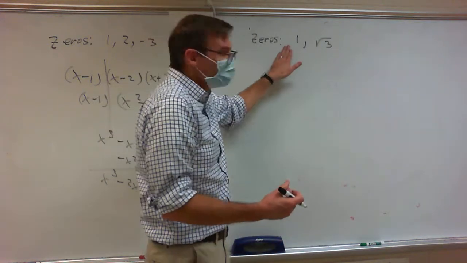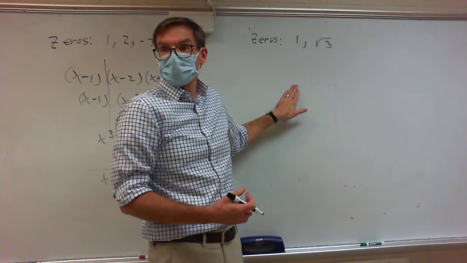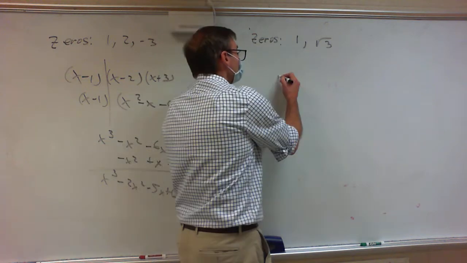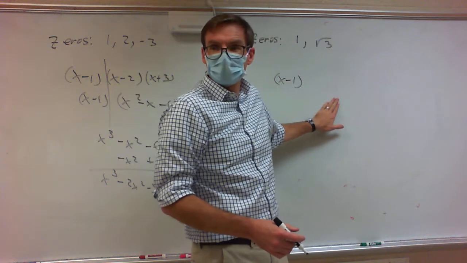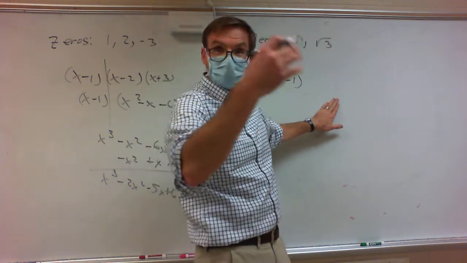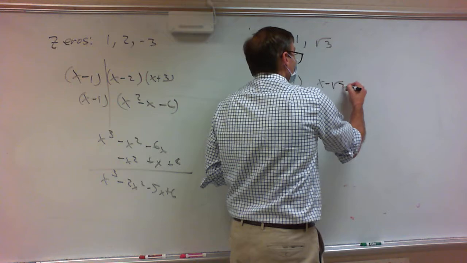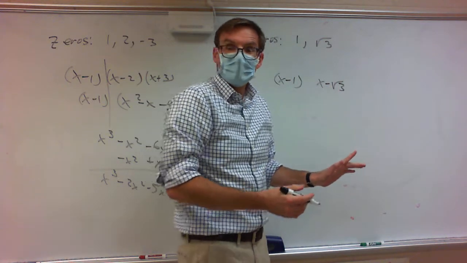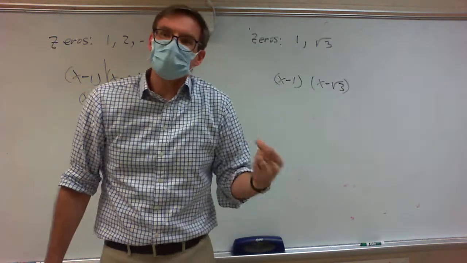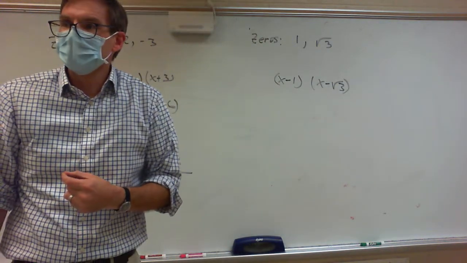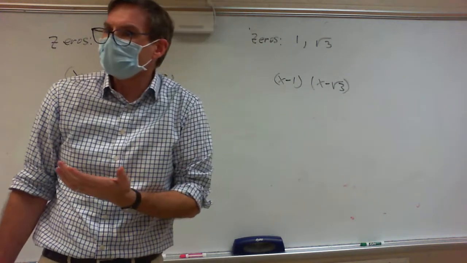If 1 is a 0, what do we know is going to be part of our polynomial? X minus 1. And if square root of 3 is a 0, what do we know is going to be part of our polynomial? X minus square root of 3. Is everybody okay with that? Now I've got a question. If I multiply this out, am I going to have nice integer coefficients? No, I got a square root of 3, right? That's not going to work.